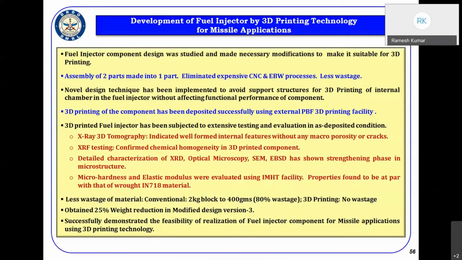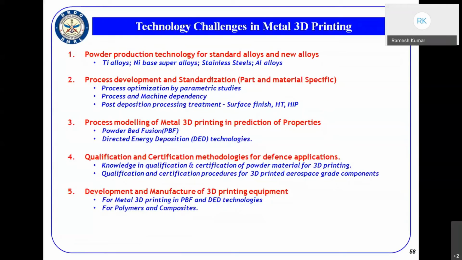So in this slide, I would like to touch the major challenges of 3D printing. So what are the major challenges? With our experience, we understand the powder production technology for standard alloys and new alloys. Currently, within the country, standard alloys required for metal additive manufacture are not available. Majority of the powders are being imported, and because of that, the initial cost of material is very, very high. We have to address the powder production of at least the standard alloys, so that the cost of the product will come down by using the indigenous powders.